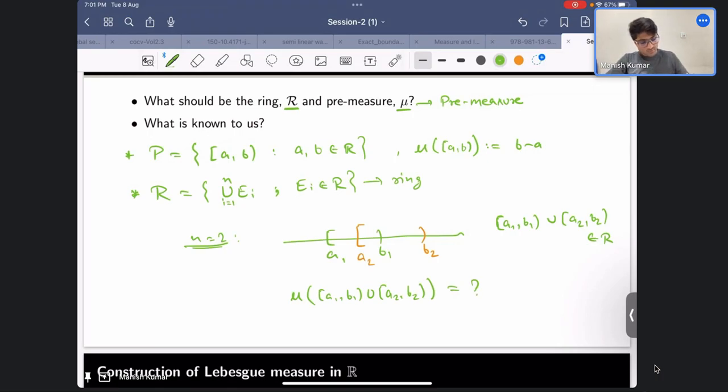If the two intervals were disjoint, then we know how to define it. We'll just sum the length of this interval and this interval. So I'm saying, if the (a1, b1] interval and the (a2, b2] interval were disjoint, then we could simply sum this length and this length to get the measure of this set, right? But now the problem is that this is not the case. These need not be disjoint.